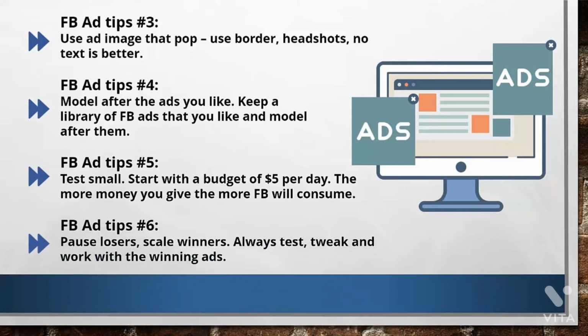Next is tip number 6. Pause losers, scale winners. If you run 5 to 6 ads simultaneously, test them and see which ones are performing well and which are not. Pause the ones which are not doing well or tweak them, and always scale up the winners. You can go up to $20 to $50 per day if they are doing well and giving you a good ROI. Now, as I told you, when you create an image, always have a clear headshot and try to have a border to make the image pop out.